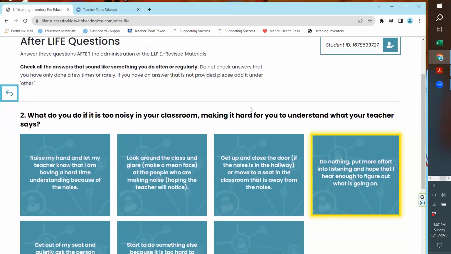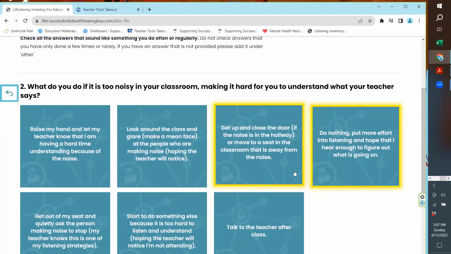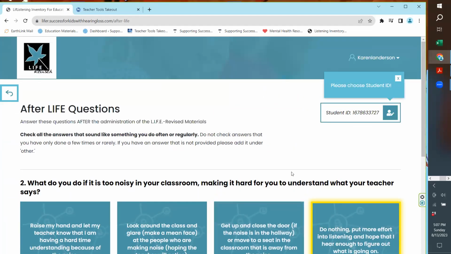So again, what do you do if it's too noisy in your classroom, making it hard for you to understand what your teacher says? If you haven't looked at all of the questions in the before life, the student appraisal, and the afterlife, please take the time and do so, so you have a full understanding of the kinds of things that the students will be responding to.